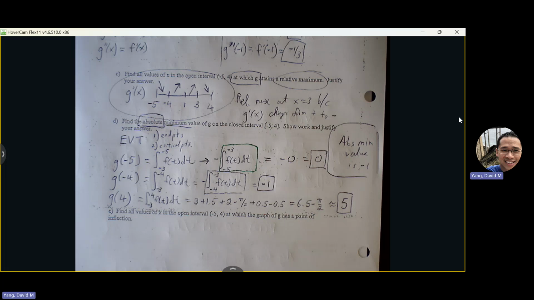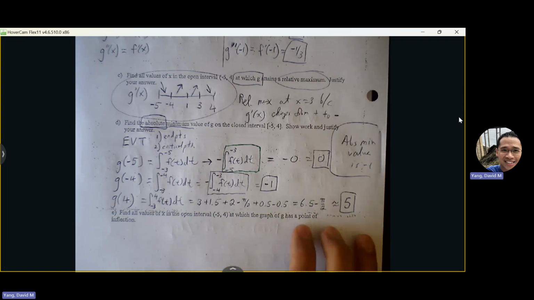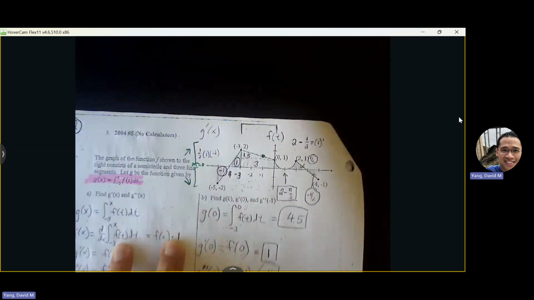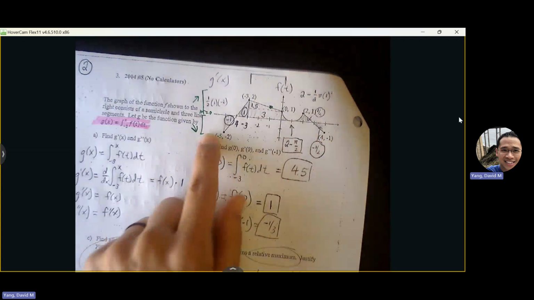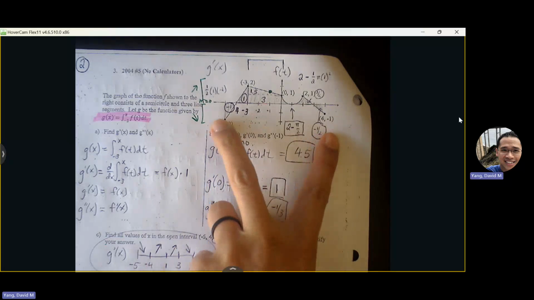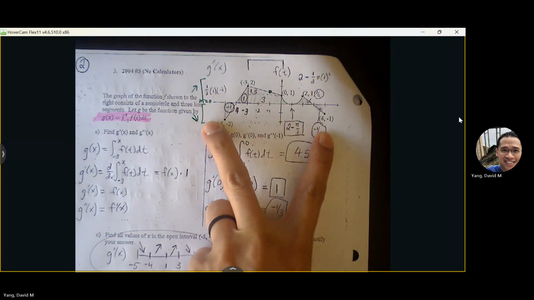Okay, part E. Find all the values on the open interval in which the graph of g has a point of inflection. So point of inflection is talking about which derivative? Second derivative, right? From first semester, second derivative. So if you're looking at the derivative graph, you remember how to find the points of inflection off of the derivative graph?